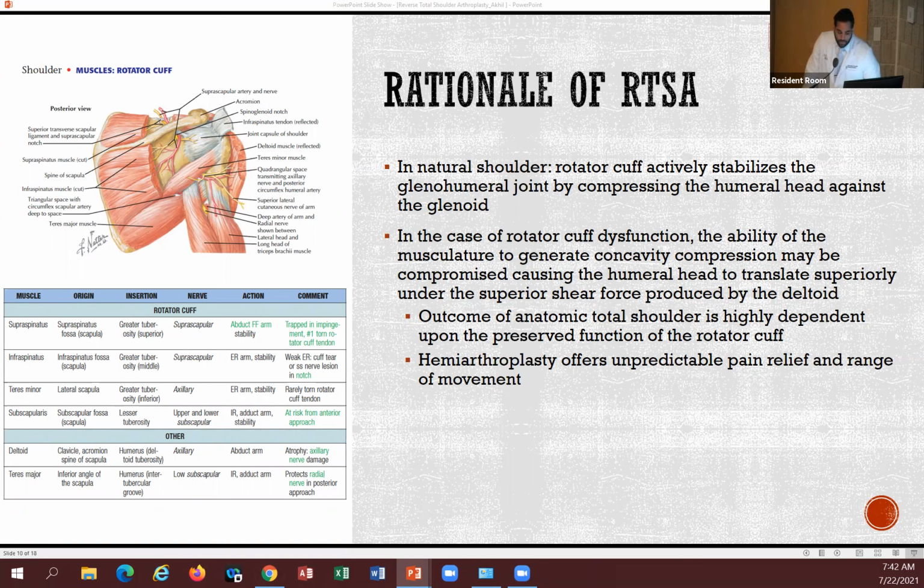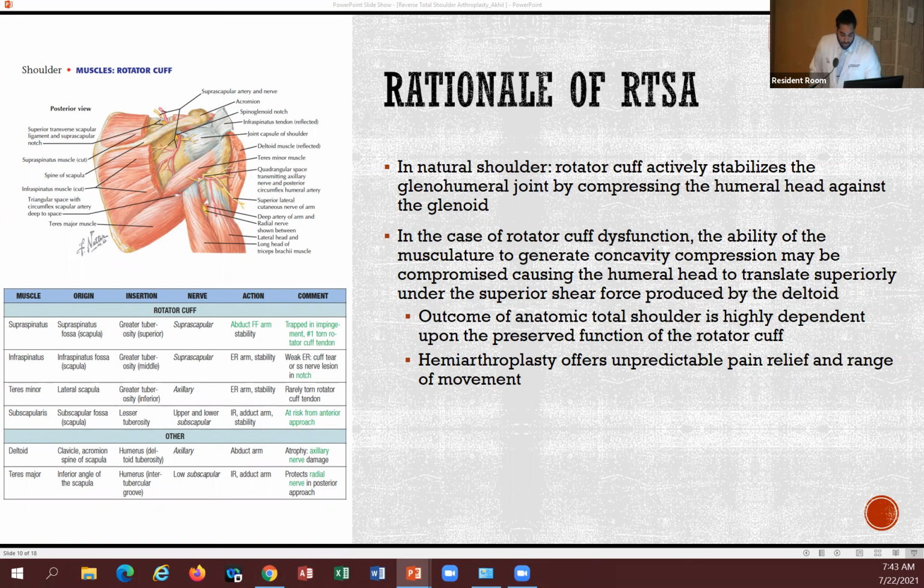So in the normal shoulder, the rotator cuff actively stabilizes the glenohumeral joint by compressing the humeral head against the glenoid. However, when you have rotator cuff dysfunction, the ability of this musculature to generate what's called concavity compression becomes compromised. So the humeral head translates superiorly into the glenoid. And this is what you see on radiographs, and it's also called a high riding shoulder.